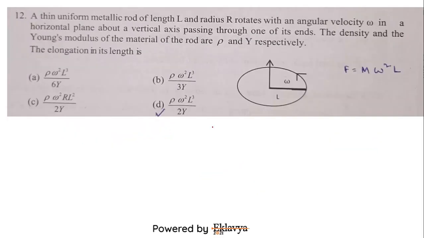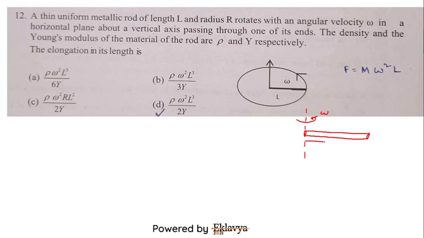So the next question says that a uniform metallic rod of radius r rotates with an angular velocity omega, and we have to find the elongation. Again, this is one of the standard questions that is usually taught in many of the coaching institutes and classes, whatever you are covering. So this is a rod of length L, and this rod is undergoing rotation like this about one end.